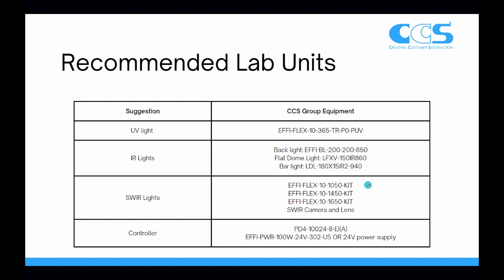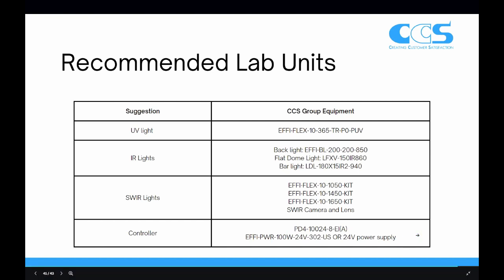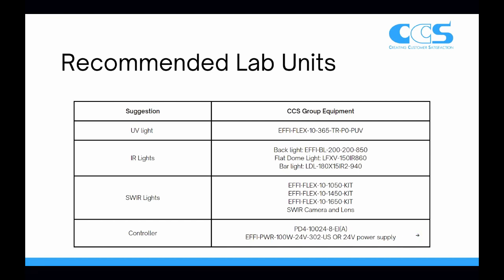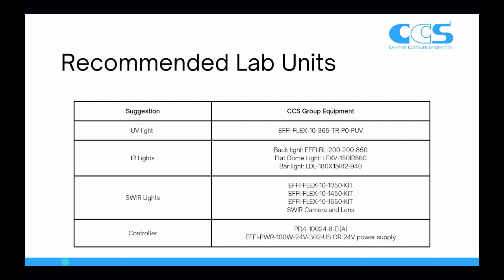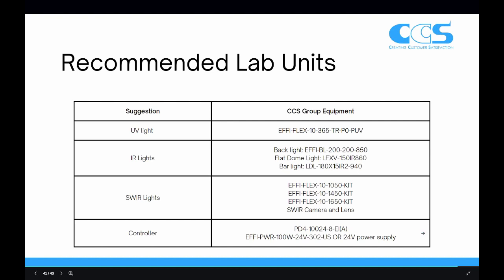But if you're limited in what you can choose, I would choose 1050, 1450, and 1650. So at least you're covering the whole spectrum. You're just kind of missing the 1200, 1300, and 1550 wavelengths. And then controllers, get a PD4 to power your FE Flex or your CCS lights, or an FE power to power your FE Flex lights, or you can just get a 24-volt power supply for the FE Flex lights. But this is what we would recommend for if you're building a lab, the products to get.